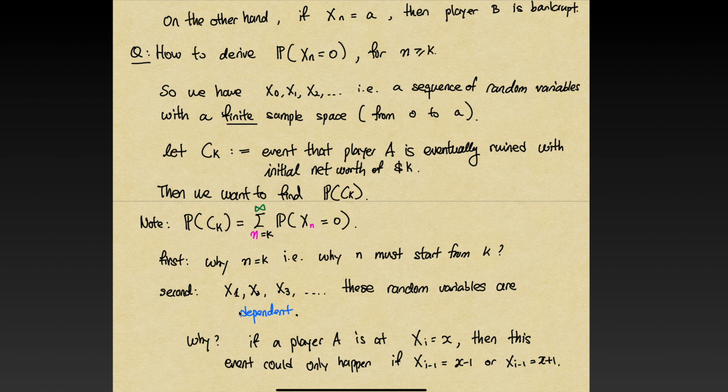Suppose player A played 7 games, and that person has capital of 10. This can only happen if our previous state, meaning after 6 games, I either have capital of 9 or 11, right? So that's what this means. This can only happen if the previous state has either x minus 1 or x plus 1. So that is why these random variables are dependent on each other.